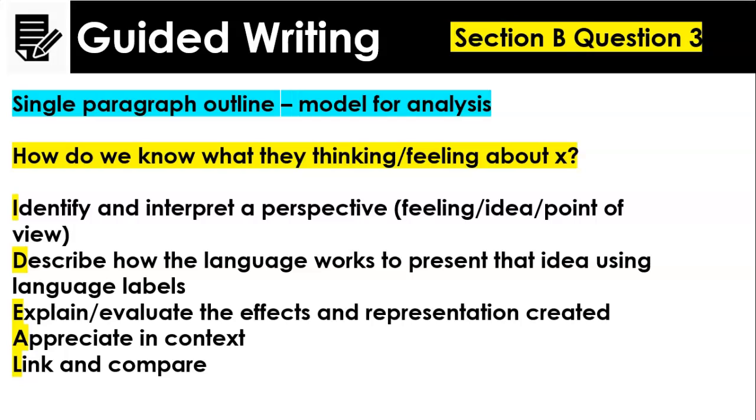We then introduced this new acronym: the ability to identify and interpret a perspective, the ability to describe how language works to present that idea using language labels, the explanation of the effects and representation created, and the ability, for the higher grades, to appreciate how language works in the bigger context and to create links and comparisons. If you remember the small disclaimer for that link and compare, there is a whole element of the mark scheme that is designated in this question and this question alone, question 3, for your ability to link and compare. So actually, the linking has to be evident throughout your essay to get a C or higher.